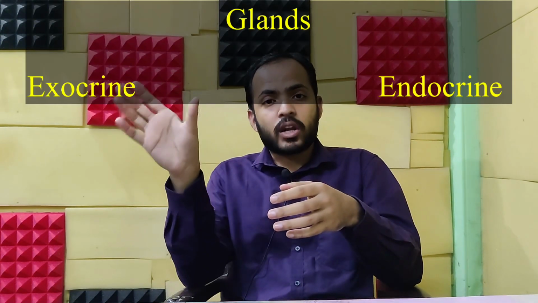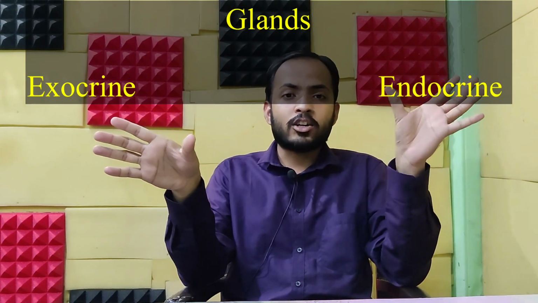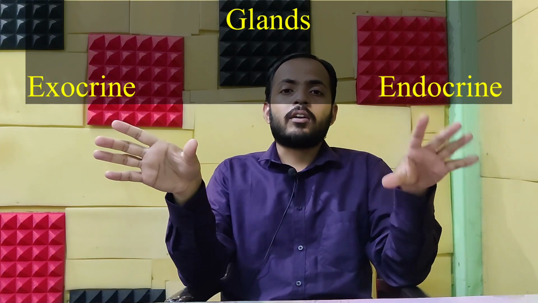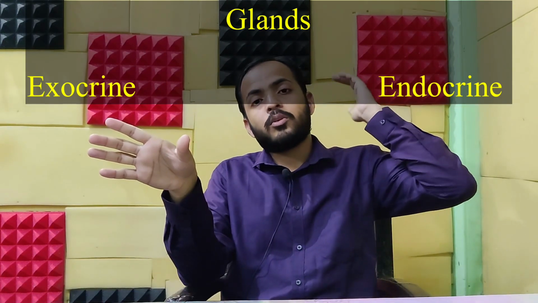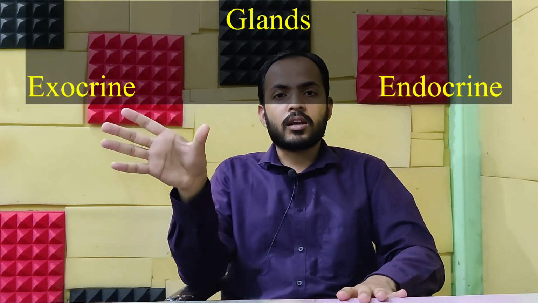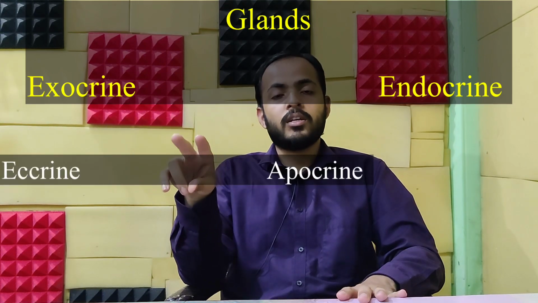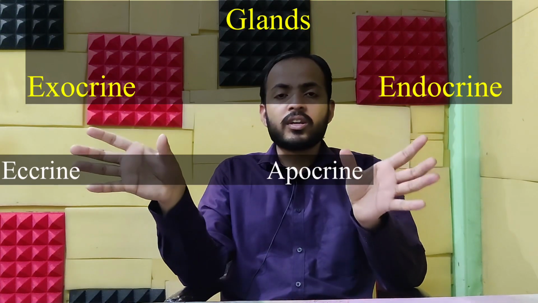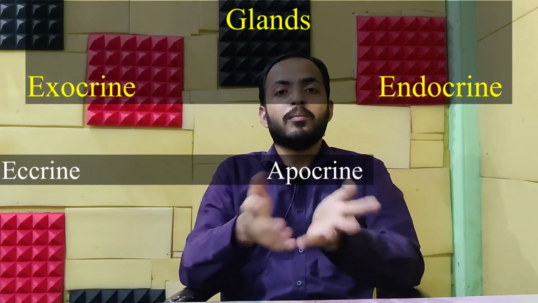In our body there are mainly two types of gland. First of all, exocrine gland. Another is endocrine gland. All types of endocrine gland I talked about in my earlier videos of anatomy. You can check those. These exocrine glands are mainly two types: one is eccrine and the other is apocrine. Both glands develop in the same way.